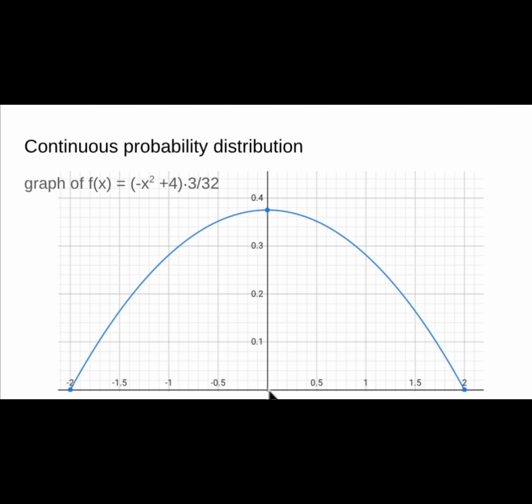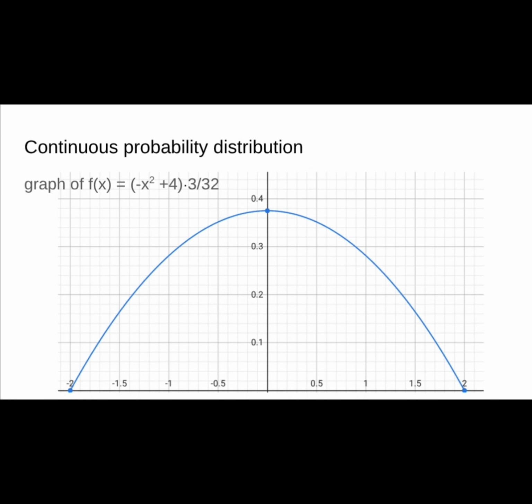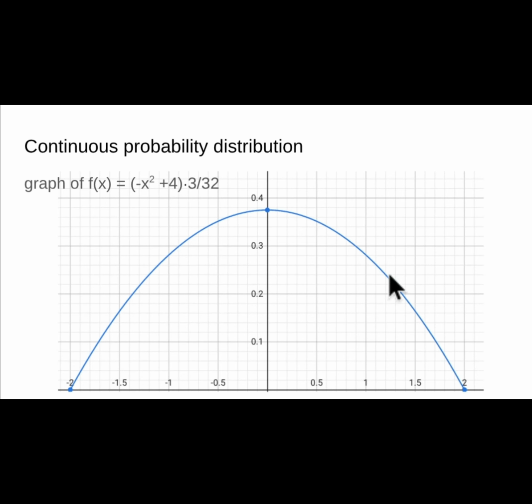So if x equals 0, then you have (0 plus 4) times 3 over 32. So you get this value here, 4 times 3 over 32. If x equals 1 or -1, because you have negative x squared, both 1 and -1 become -1. So you're going to have 3 times 3 over 32, which is this value here and here. And if x is equal to 2 or -2, you get -4 plus 4, which equals 0, as you see here. And for every value in between, you get all the values in this curve.